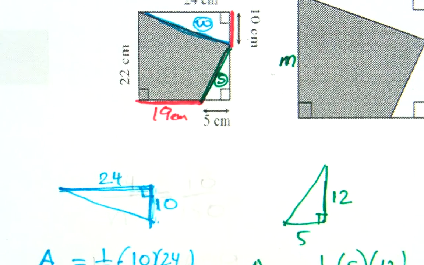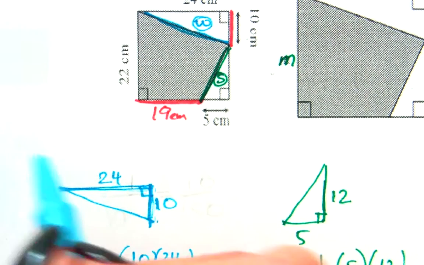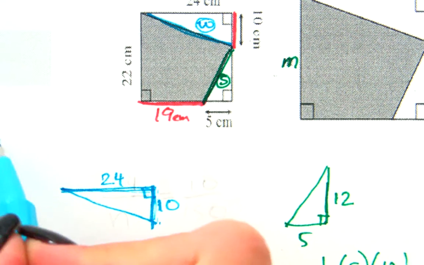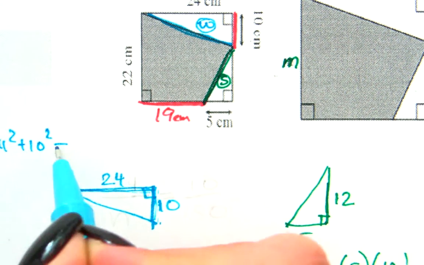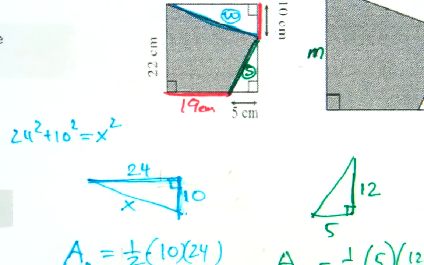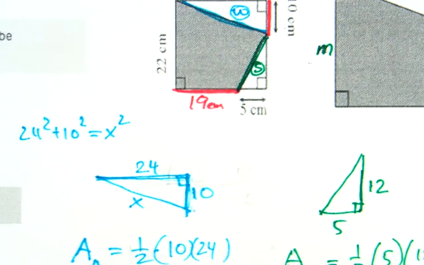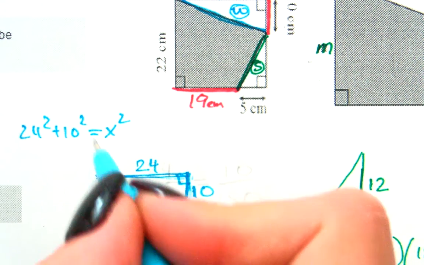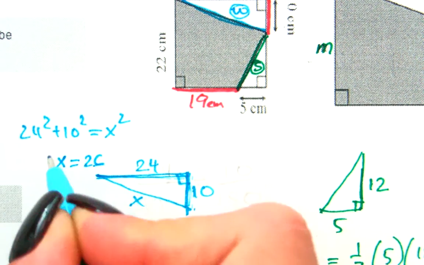Well, the blue hypotenuse, you can set it up as leg squared plus leg squared, right? So 24 squared plus 10 squared is going to be your, I guess we can call it x, is your x squared. So the square root of 24 squared plus 10 squared, and we should get 26. So your x is 26.